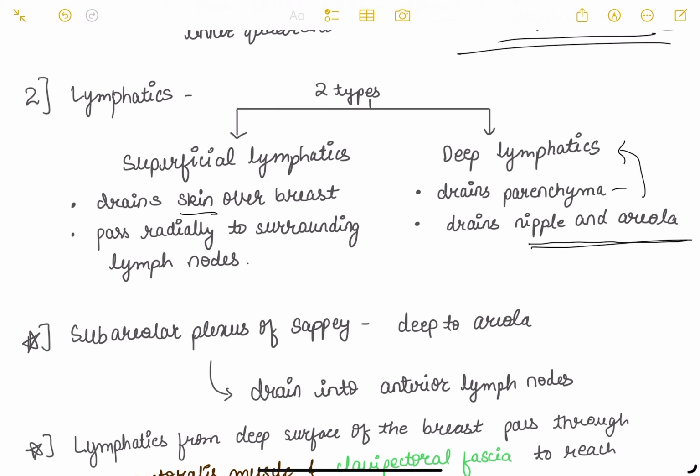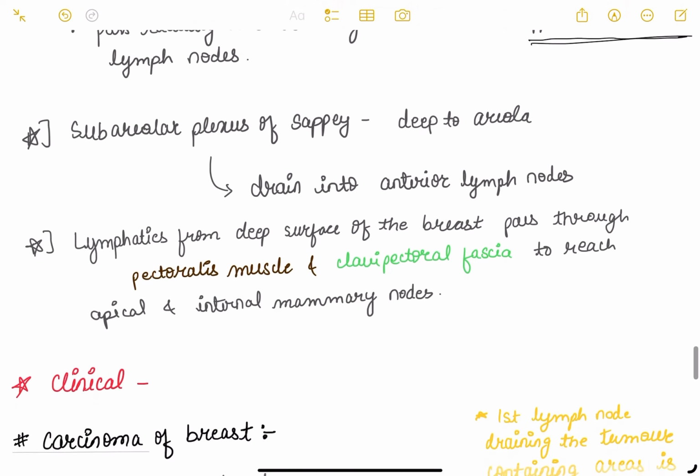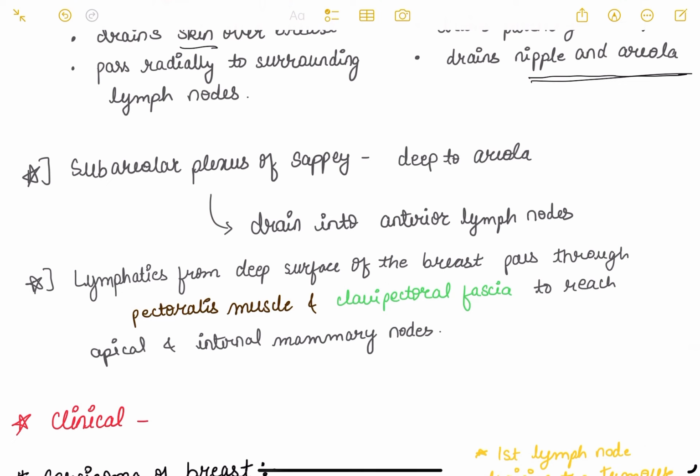Okay. Now the deep lymphatics are also going to pierce the clavipectoral fascia, and from there they will also drain into the apical nodes. Okay, clear? Now let us look at some few important points. We also have a subareolar plexus of Sappey. Sub means below, so they are basically present below the areola, and it is called the subareolar plexus of Sappey. That is, they are deep to the areola, and then they are going to drain into the anterior lymph nodes.